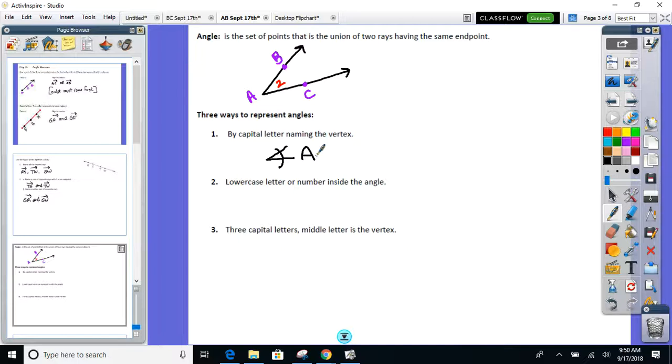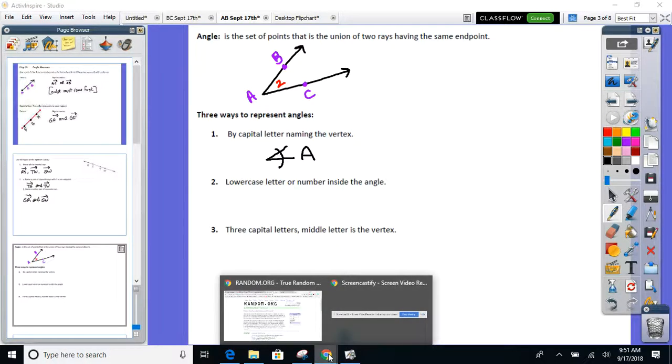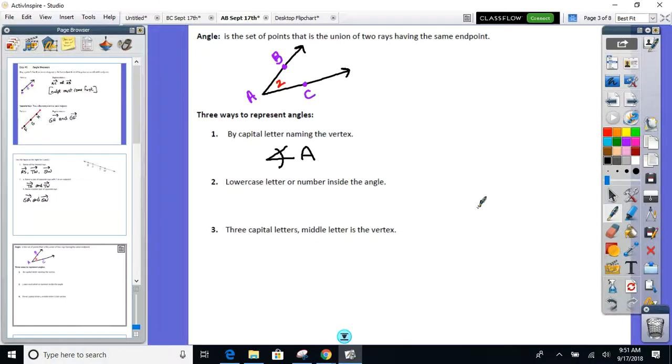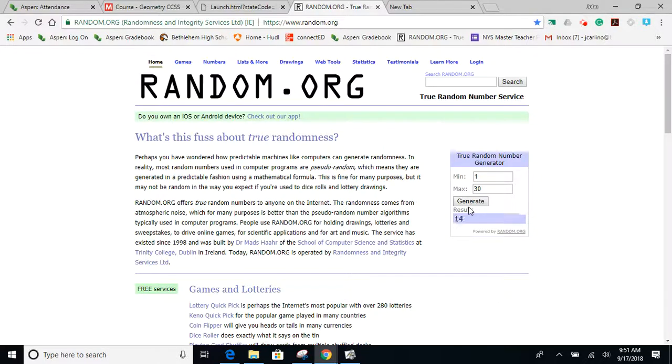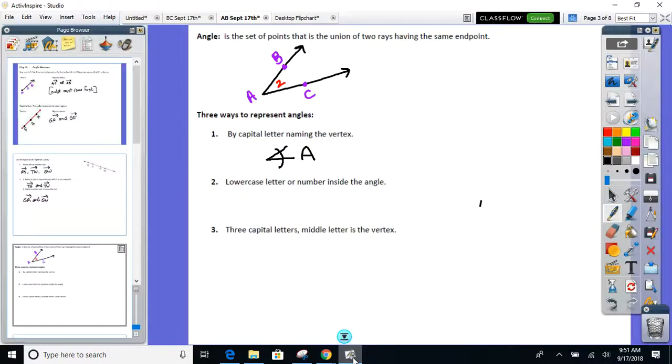Sometimes you'll see a little lowercase letter or a number in there. You could also name it that way. So what's another secondary way I could name it? Angle 2. So angle 2.